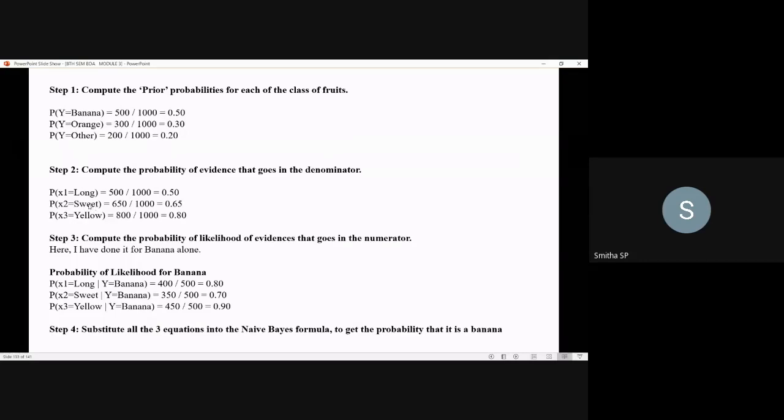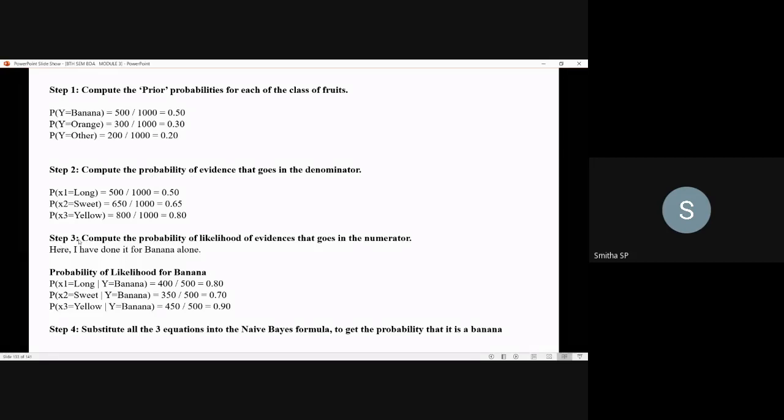Similarly for the sweet feature, you will have the value in the table as 650. 650 by 1,000, 0.65 is the probability. And similarly for the third x variable, that is yellow, the third feature, you will have 800 in the table. So 800 by 1,000, the probability is 0.80. So now you have computed the probability of evidence.